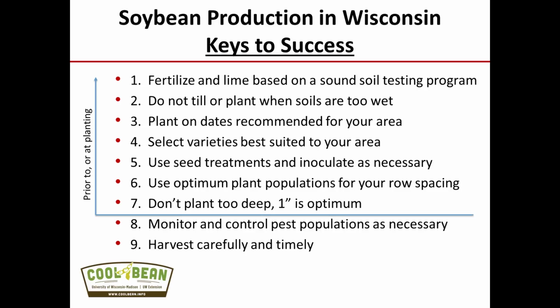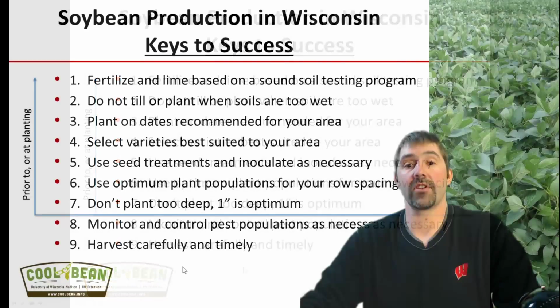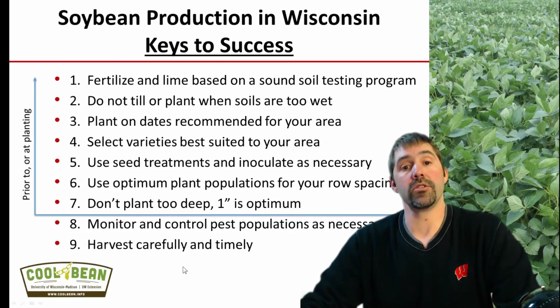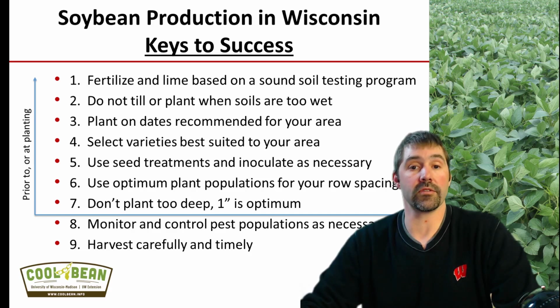Use seed treatments and inoculate those seeds as necessary. Use a proper plant population for your row spacing. Do not plant deeper than an inch. We're targeting that soybean seeding at 1 inch optimum. Lastly, through the growing season, please monitor and control pest populations as necessary, and harvest carefully and in a timely manner in order to reap all of the rewards that you've been able to accumulate through a long, grueling production system.